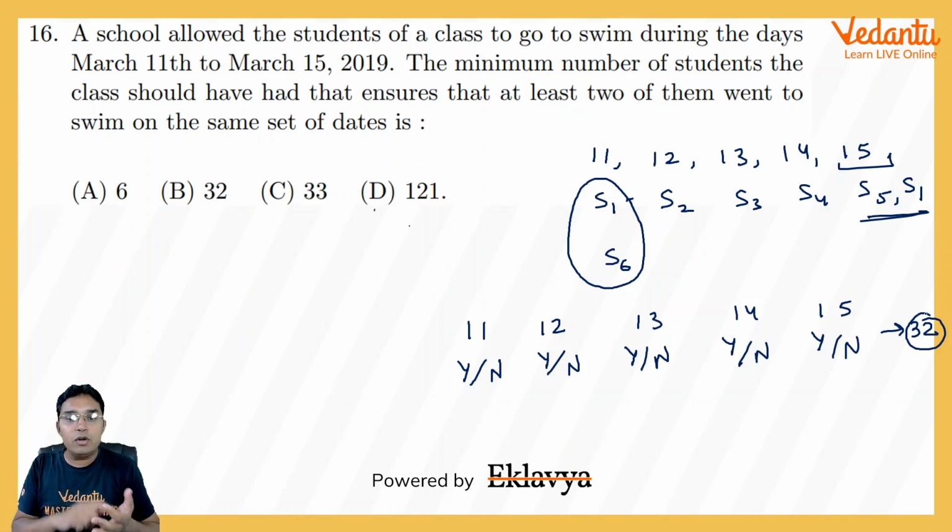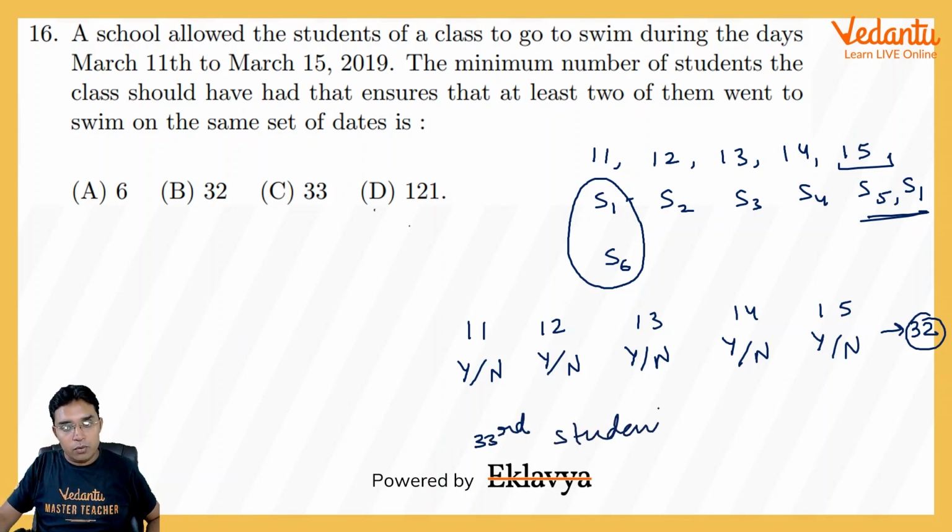In which one of the students will not be going at all, one of the students will be going on all 5 days, one of the students will be going on 1 day, some of them will be going on 2 days, and like that. But if I am having 32 plus 1, that is 33 students, then all 32 distinct schedules are already exhausted. So this 33rd student has to follow one of the schedules that has already been followed by one of the first 32 students.